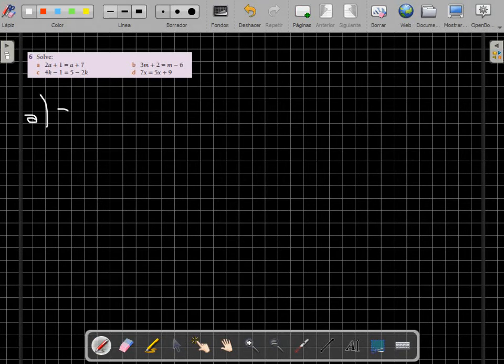So, in exercise A, we have 2a plus 1 equals a plus 7. Okay, well, that's a little bit awful. I'll do it one more time. 2a plus 1 equals a plus 7. There it is. And don't forget, we must first leave the pronumerals on only one side of the equation.